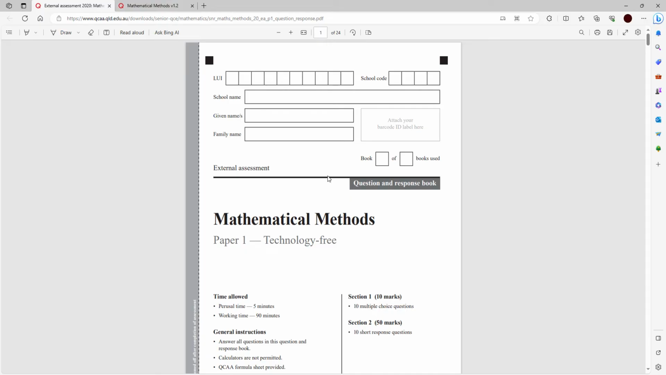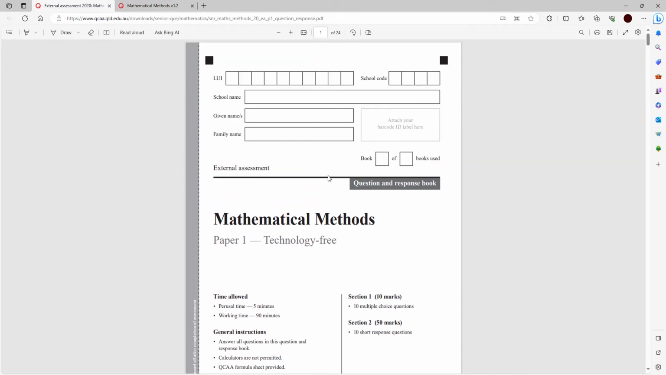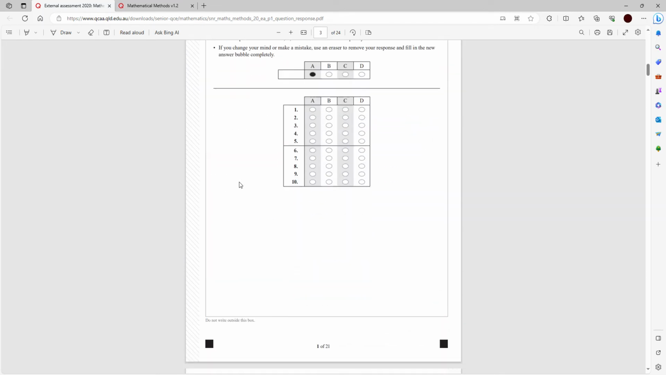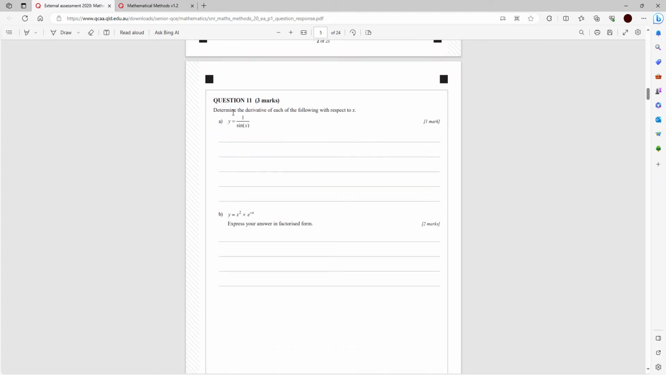So straight off the back, it's tech free, so all these are done without a calculator. And this is the Math Methods for Queensland under QCAA. Let's go straight to question 1. Here we go. Oh, not question 1, question 11. So questions 1 to 10 were multiple choice, which we have covered in another video on the channel, but today's video is just the short responses now.